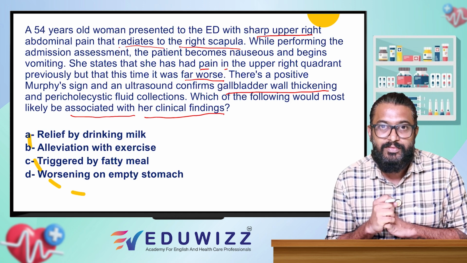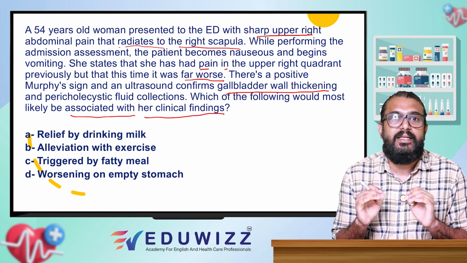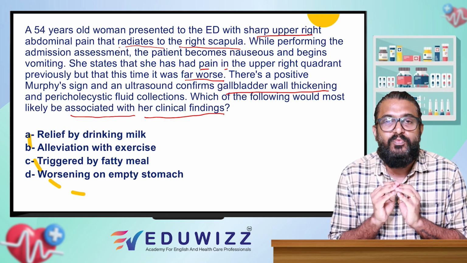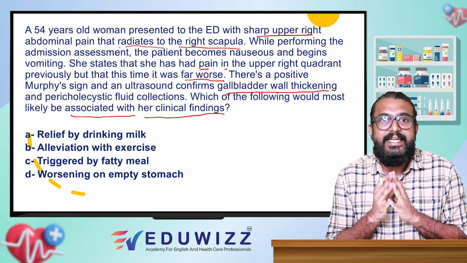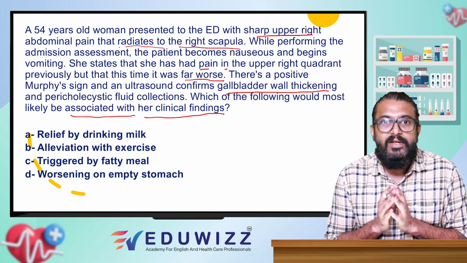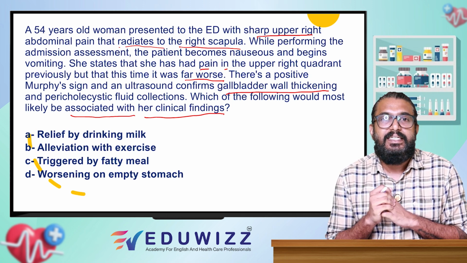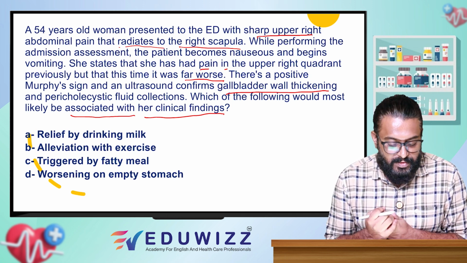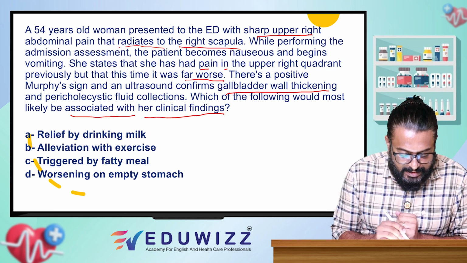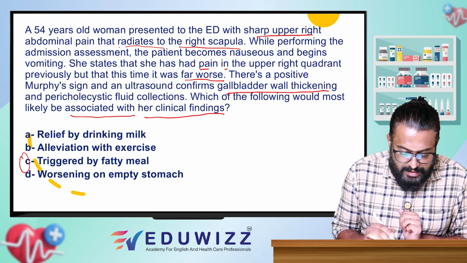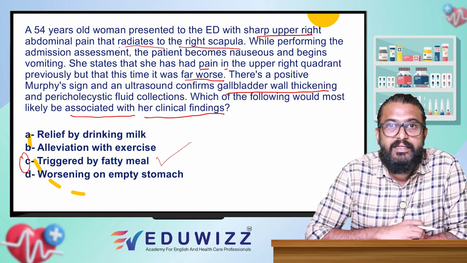The answer you already know. The answer is triggered by fatty meal, because when the patient consumes a fatty meal, there is not enough bile for fat digestion, which ultimately results in severe pain. So that's why the answer is option C, triggered by fatty meal.